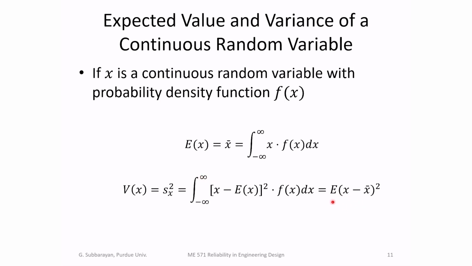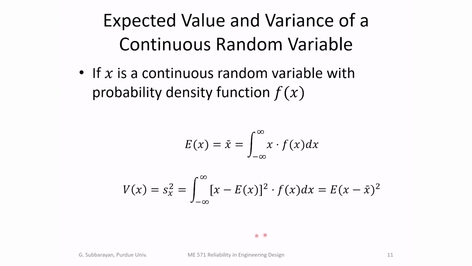So again, the expected value of any quantity is the quantity times the PDF integrated between the limits of minus infinity to plus infinity. Expected value of x is x times the PDF integrated between the limits of minus infinity and plus infinity. Expected value of x minus x bar squared is x minus x bar squared times the PDF integrated between the limits of minus infinity to plus infinity.